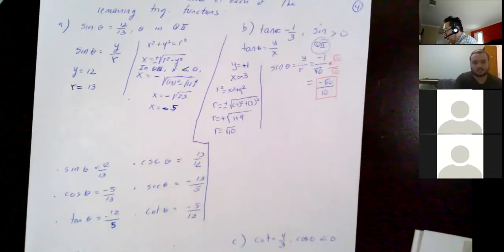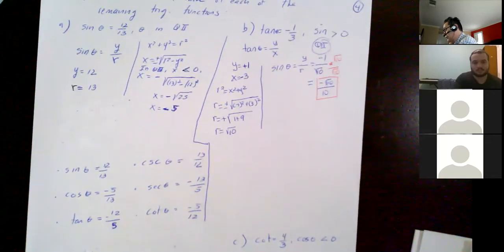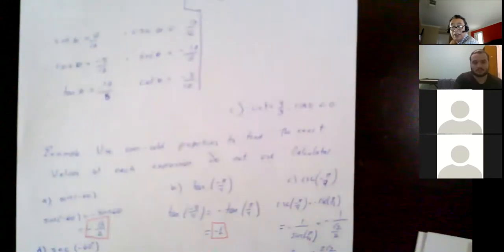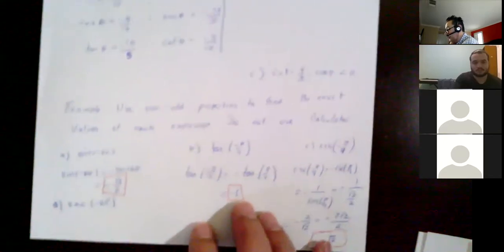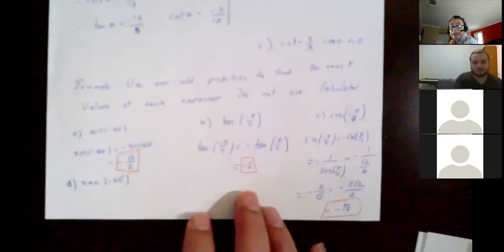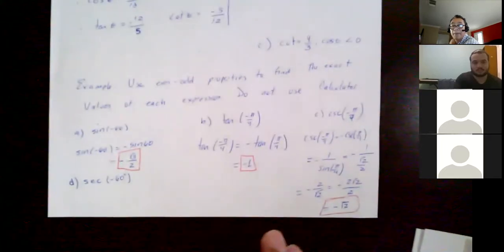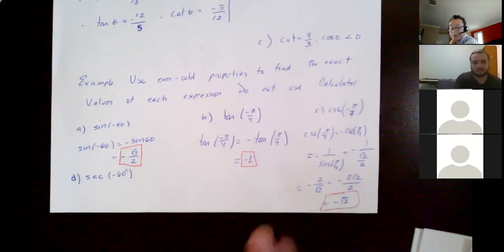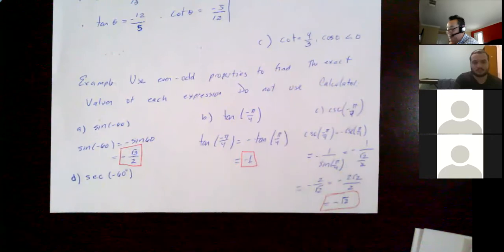Pretty good. All right, so I'm going to let you finish that problem later, and I also have C down here. You guys can do that one a little bit later also. All right, so let's continue right here. It says use even odd properties to find the exact values of each expression. Do not use a calculator.